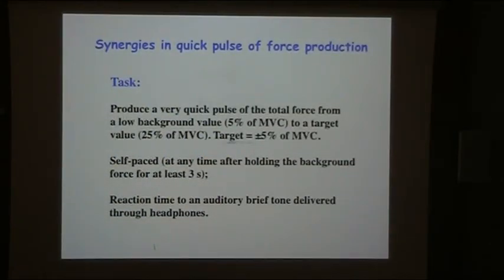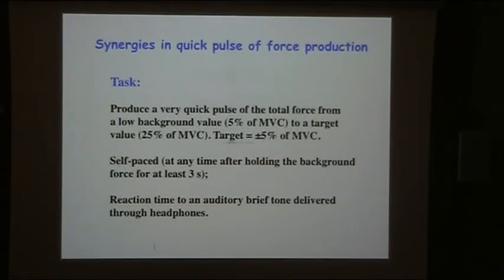Here is the experiment where, for the first time, we found this phenomenon, interesting to us, which we call anticipatory synergy adjustments. Here is the task. People produced a very comfortable, constant level of force with four fingers, 5% of their maximum, so very easy. And then, at some point, at a time of their choosing, they were asked to produce a very, very quick pulse of force to a target.